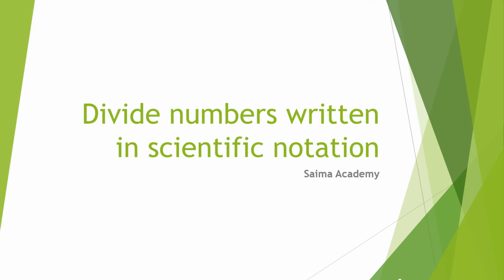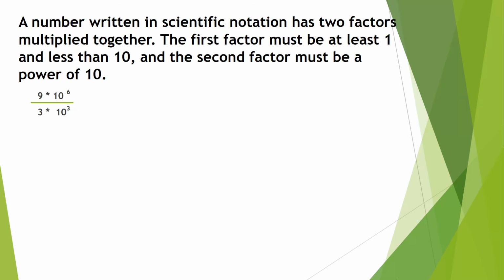In this lesson, I will show you how to divide numbers written in scientific notation. One more time, I will explain to you scientific notation. Scientific notation has two factors multiplied together. The first factor must be at least 1, and less than 10.